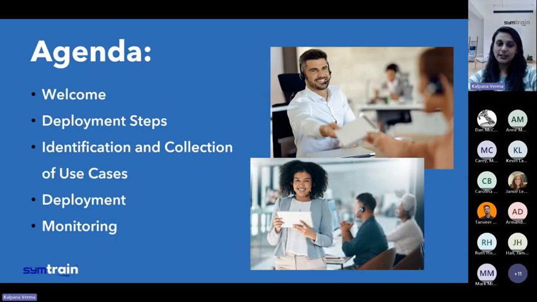Last but not the least, we have monitoring, which is really very important because you want to track and measure the performance. You want to see how exactly your agents are improving. Are they moving ahead with the performance the way you thought they would or not? That's what you will be checking there.